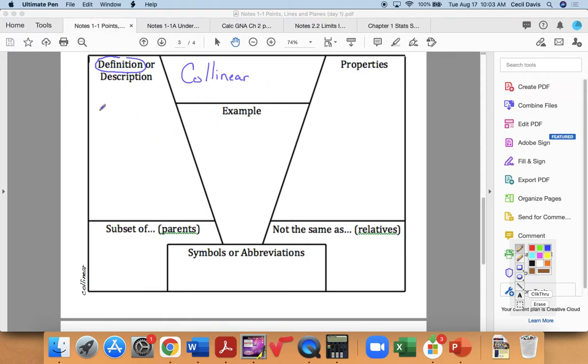The definition of collinear, and I guess we should say collinear points. So, a set of points is collinear if a single line can be drawn through all of them.